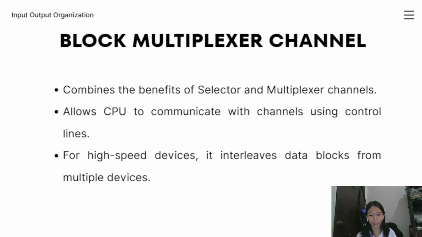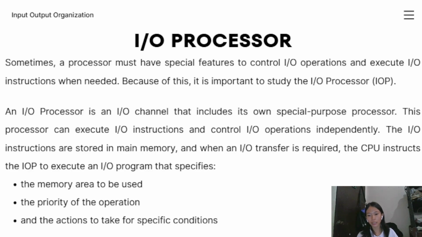interleaving blocks of data, meaning it can transfer chunks of data from different devices one after another without waiting for one to completely finish. The CPU can also communicate directly with these channels through control lines, giving it better coordination and faster control over input-output operations. In simple words, this channel type gives the best of both worlds: efficiency for multiple devices and high performance for faster transfer.